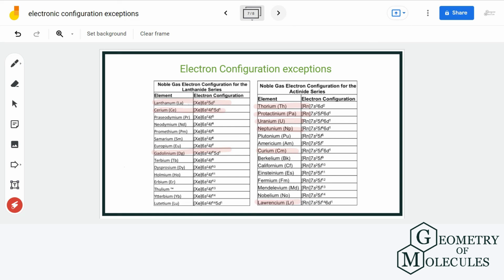Now there are still some exceptions that are hard to explain as to why certain elements show certain configurations. But in this video, we have covered a fair bit of the examples.